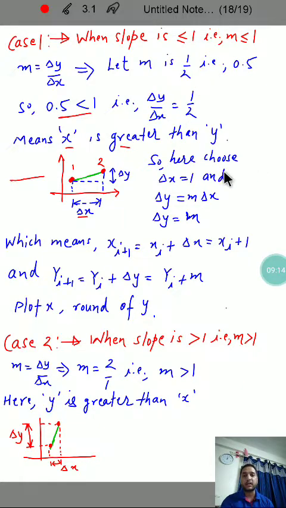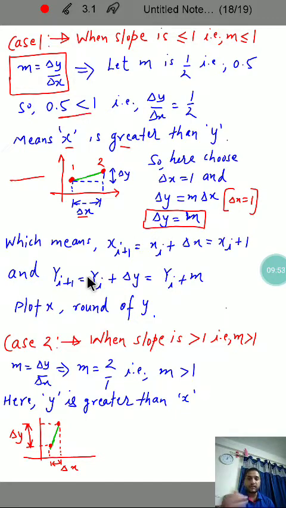When such a case occurs, it means the increment is going in the x direction, so here you will have to take a unit increment. Unit means 1. So in this particular case, you will have to take a unit increment in the x direction, that is delta x will be equal to 1, and delta y you can calculate from this relation, delta y equals m delta x. So delta y will become m, because delta x is 1.